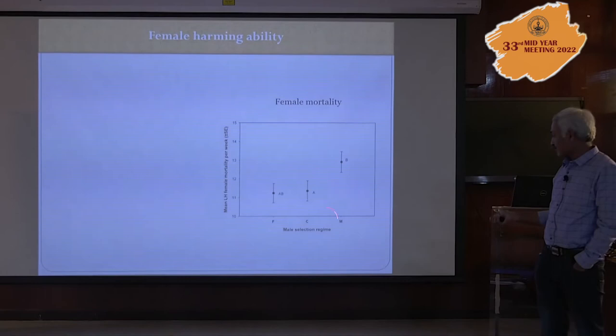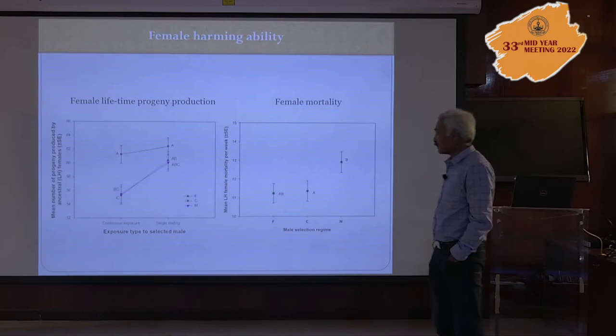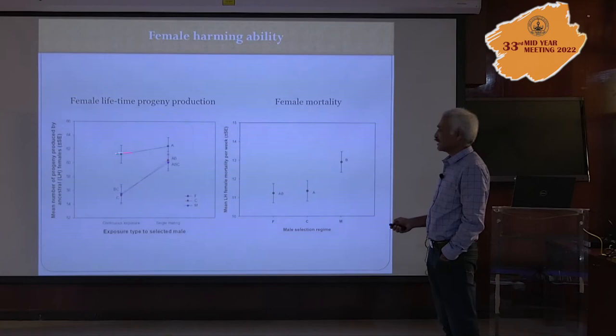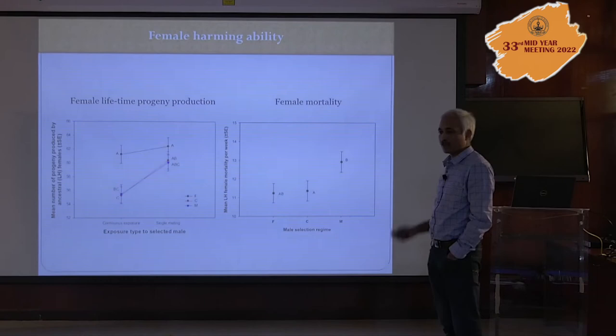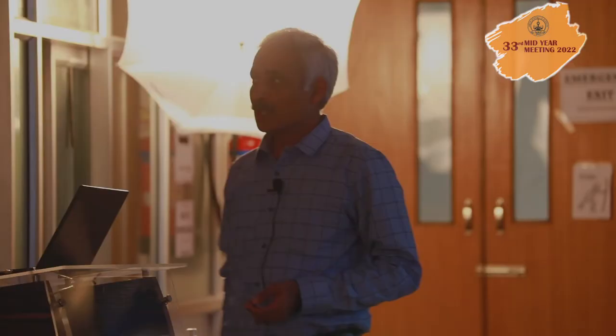You see females combined with male biased population males die faster. If you look at how many progeny they produce, if the males are from the female biased populations, there is no mate harm. If the males are from the male biased populations, there is a severe drop in fecundity. So the males have actually become different in terms of their mate harming ability. So what does this mean in terms of females, right?